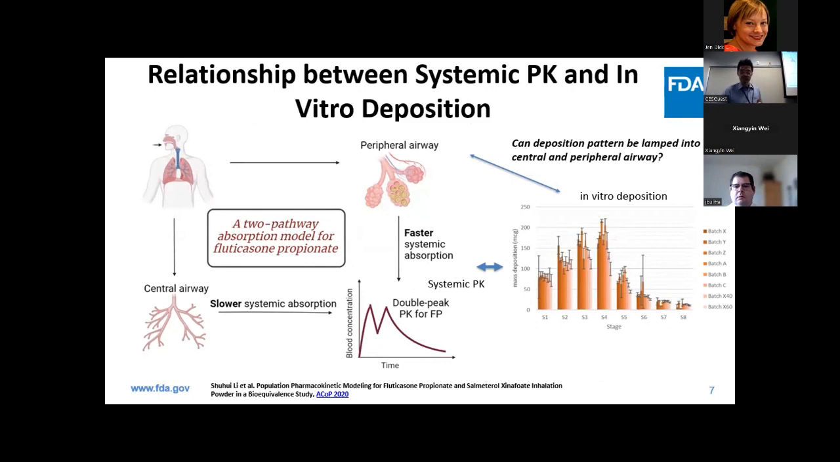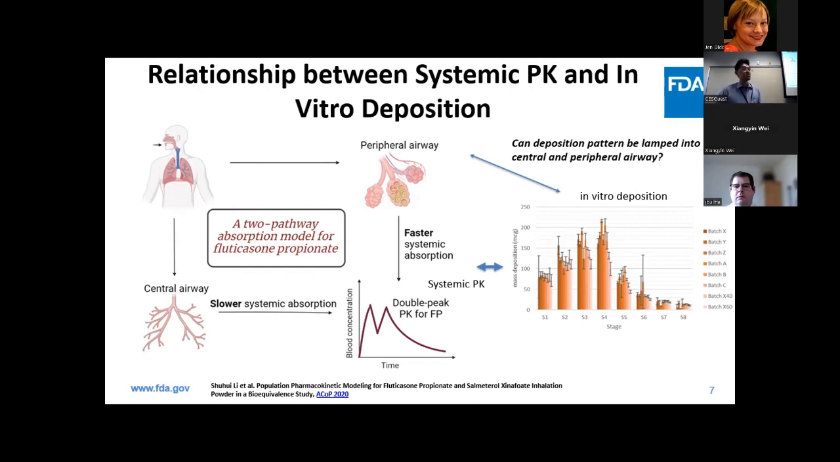If looking at the double peak of the systemic PK data, it's really that the model is trying to look at the peripheral airway and central airway, and to capture all of the information from the systemic PK model. There's a pop PK model that was also mentioned by Rose yesterday, about how this population PK can be used.